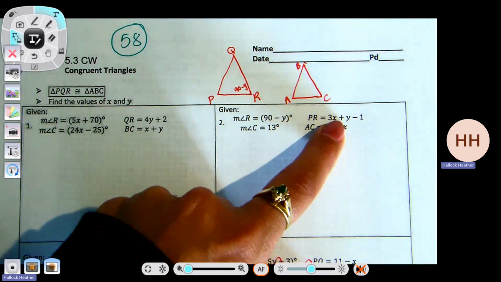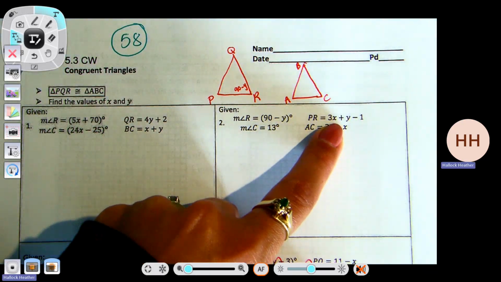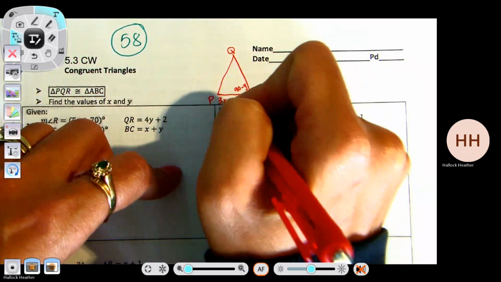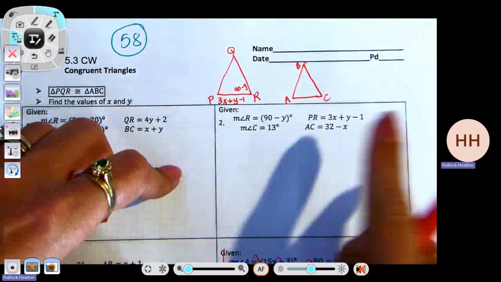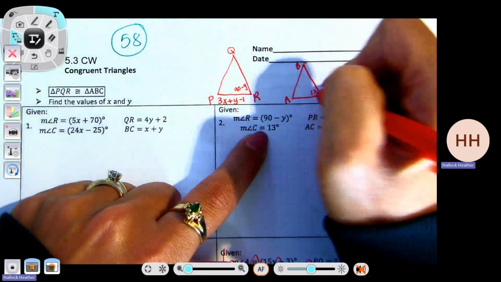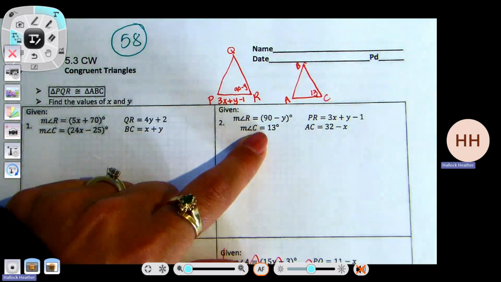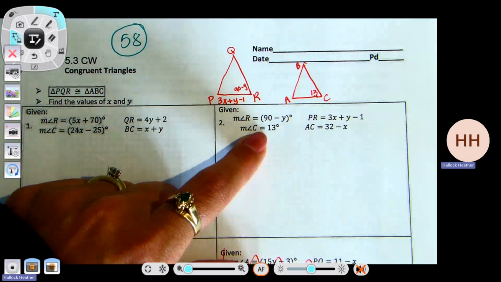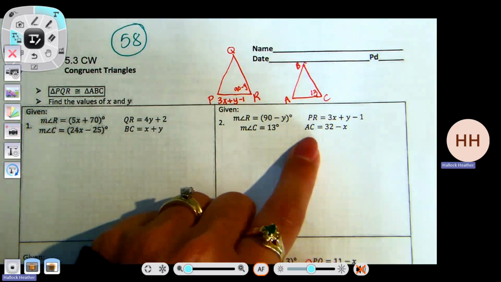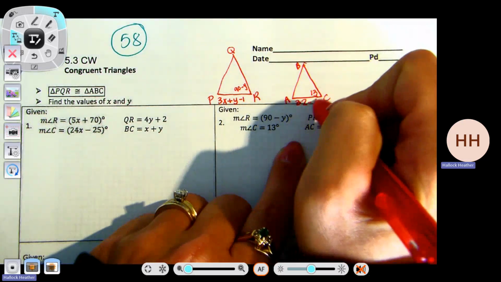Then it tells me if I go straight across, it says P to R is 3x plus Y minus 1. So I'm just putting all the stuff in the picture. Angle C is 13 degrees. Those ones are inside the triangle, not because there's not a lot of space. They're inside the triangle because they're angles, so they have to go inside. These ones are side lengths, so that's why they're on the outside. So A to C is 32 minus X.